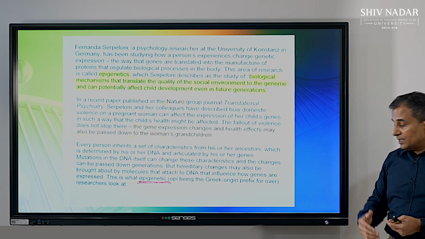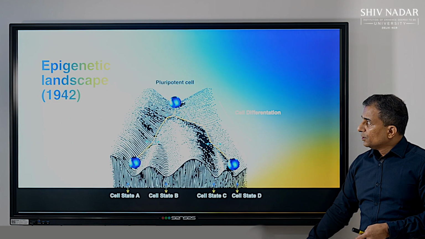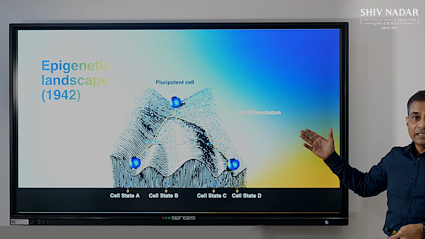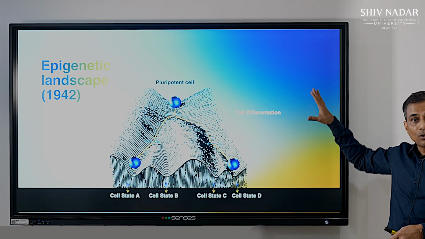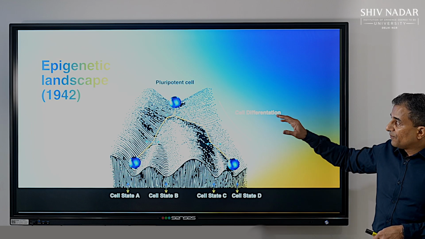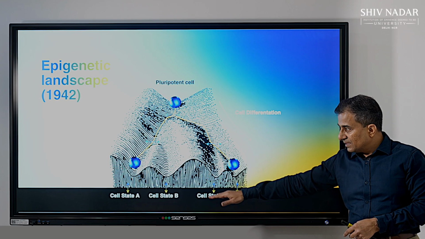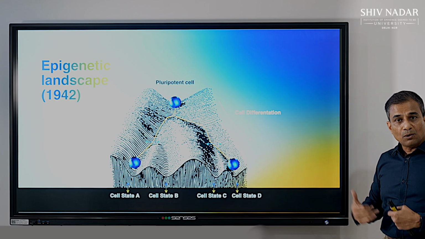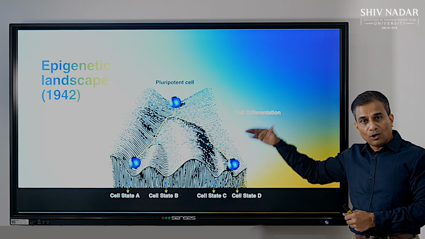The cell can actually change into different types, so that's the plasticity I'm talking about. So this is something that Waddington proposed in 1942, again, before we even knew about all of this genomic information. So he proposed that a cell, which is like a stem cell, can change into different cell states, different types of cells, which we now call differentiated cells. Stem cells are precursors of all of these cells.